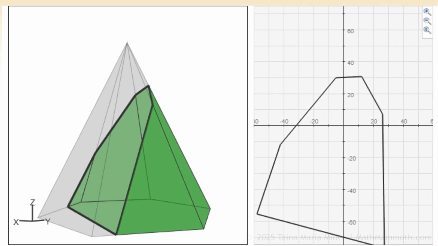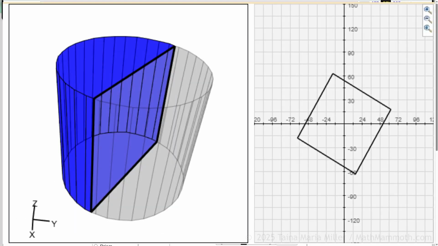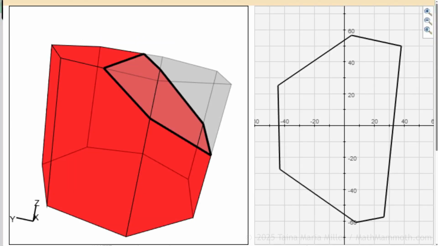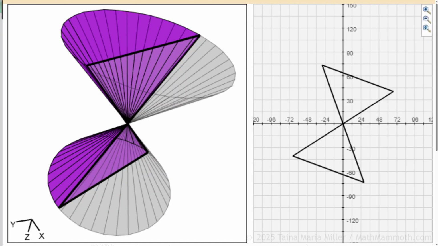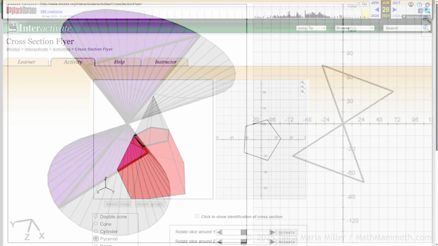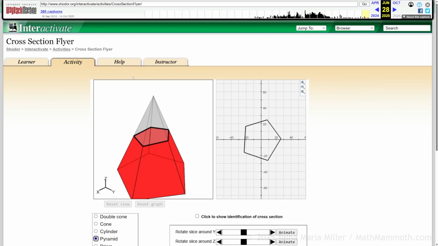In this lesson, we're going to look at cross-sections when slicing three-dimensional shapes. It is a little bit difficult to illustrate, so I'm going to use a computer program here that shows us various solids, various three-dimensional shapes, and how the cross-section looks when it is cut with a plane. This is called Cross-Section Flyer, made by shoulder.org.